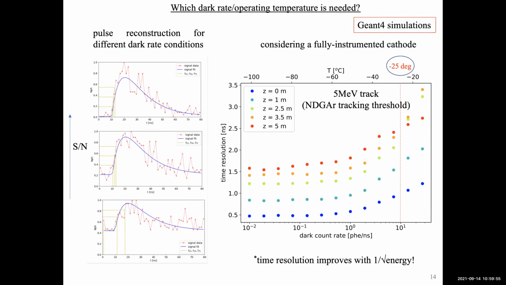Since we use SiPMs, of course, dark rate is an issue. So we were doing pulse reconstruction for different levels of dark rate, which you can see on the right. The time resolution just comes from the accuracy of the reconstruction of the T0 of this pulse template, which we leave as a floating parameter. What you see here is the time resolution as a function of the dark rate for different distances to the cathode, and in the upper axis, you see the equivalent temperature of the SiPM plane. I think it's pretty clear that if we want to have a decent time resolution, we have to cool the plane down to minus 25 degrees. So that is the conclusion, and we are working in this direction.